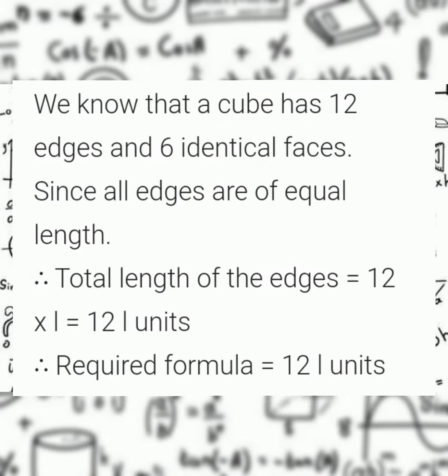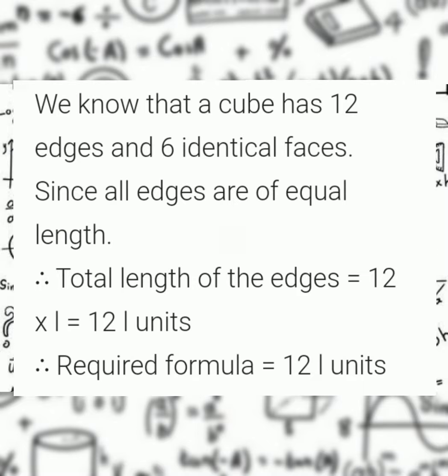We know that a cube has 12 edges and 6 identical faces. So all the edges will be of equal lengths. Total length of the edges will be equal to the number of edges multiplied by the length of each edge. So it will be 12 multiplied by L, and that will be the required formula. So that gives 12L units.